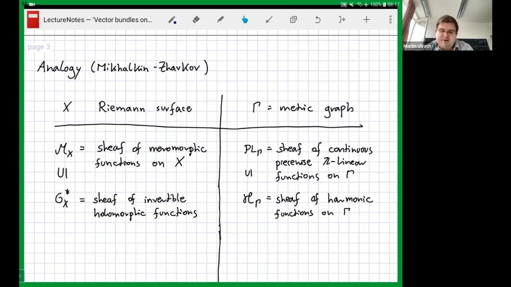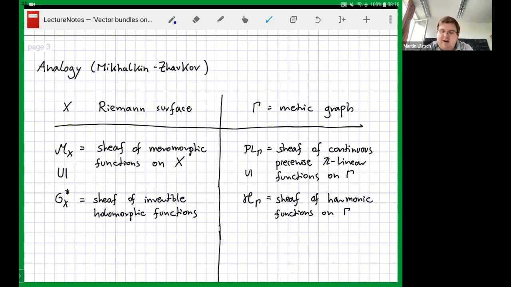So to spin our analogy between Riemann surfaces and metric graphs further, we have meromorphic functions on X, of course, and we can also think of it not just as global functions, but also take a sheaf of such functions. And instead of global rational functions on our metric graph, we can take the sheaf of continuous piecewise Z-linear functions on gamma. Inside of this O_X of M_X is also O_X, but O_X is unfortunately not such a great object on the tropical side.